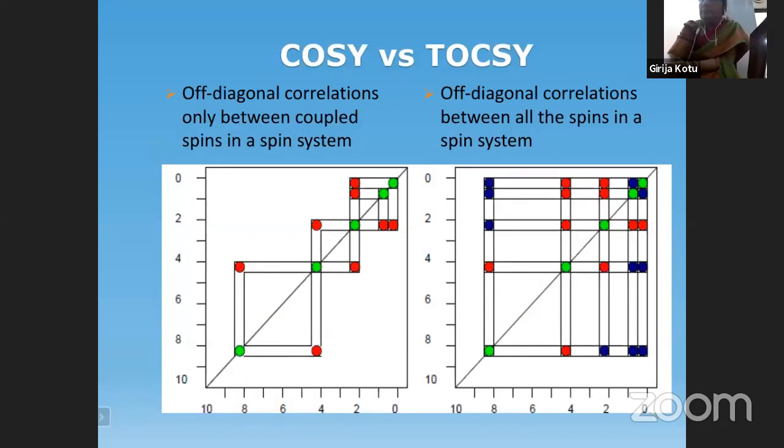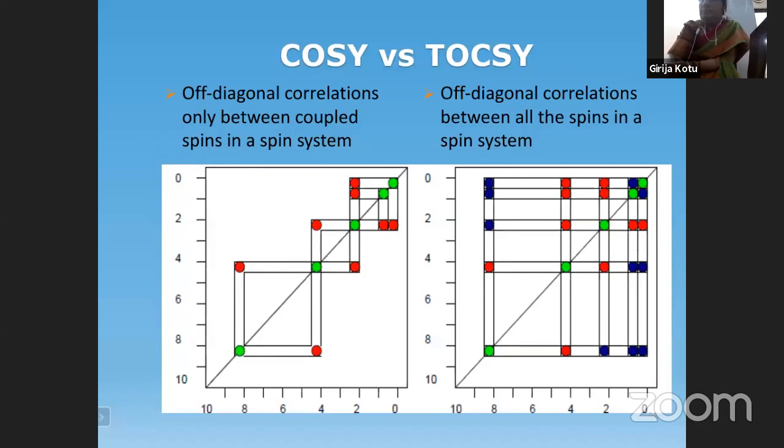So this is the diagram which I have represented with colors so that you can clearly observe. It is homocozy, COSY with reference to homo, so proton-proton coupling. On the left side, it is COSY. On the right side, it is TOCSY. The off-diagonal peaks are nothing but the cross peaks.